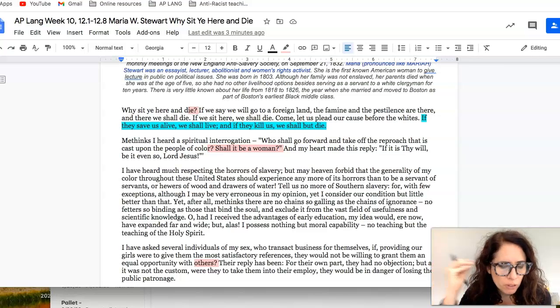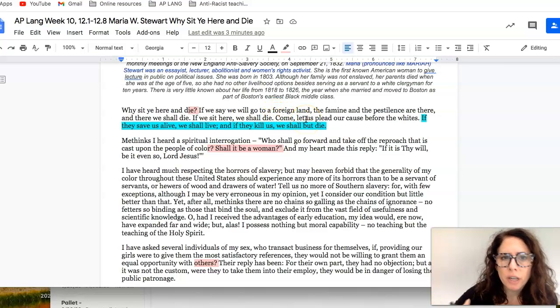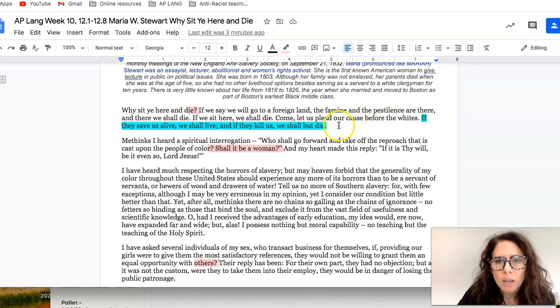Some of you may remember universal idea. It's fine if you want to go there. Some of you may just think key ideas, right? Key words. So she's speaking to a group where she is including herself with the audience. And she's basically saying, if we go someplace different, there are things there that are going to kill us. All right, including hunger. That's one of those things with famine, and we will die. If we sit here, though, we are going to die. So we're kind of stuck.